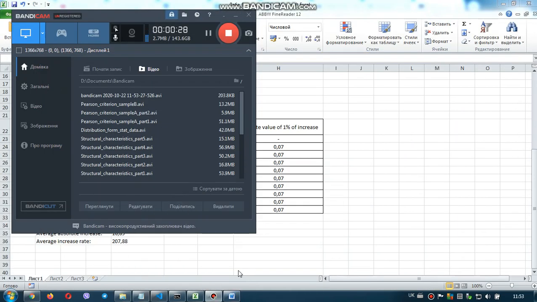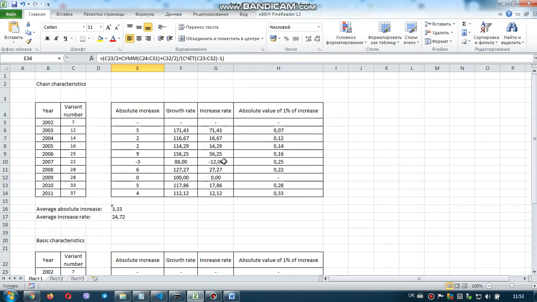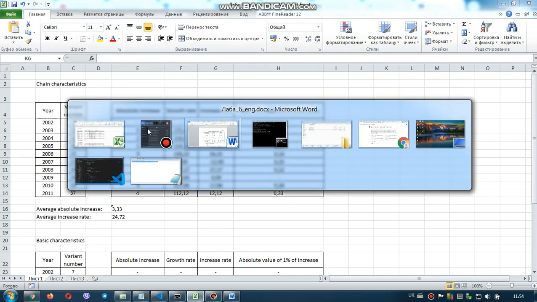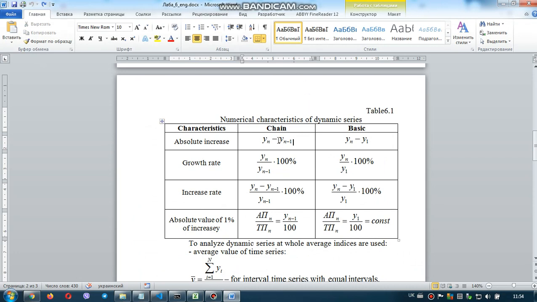First of all, you have to build the table of your initial data according to your variant and table of the results. And then your step is to calculate the absolute increase. For the chain characteristics, absolute increase is calculated according to the formula y sub n minus y sub n minus 1. It means that you have to know the difference between every next value and every previous value.